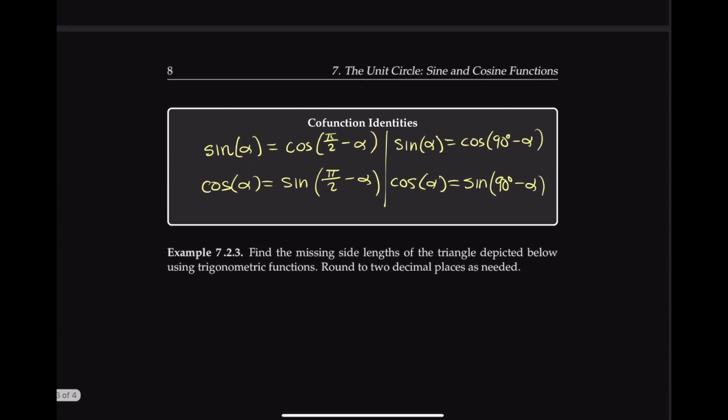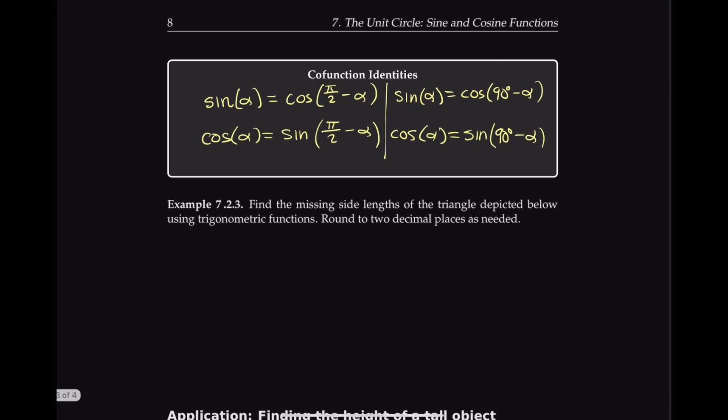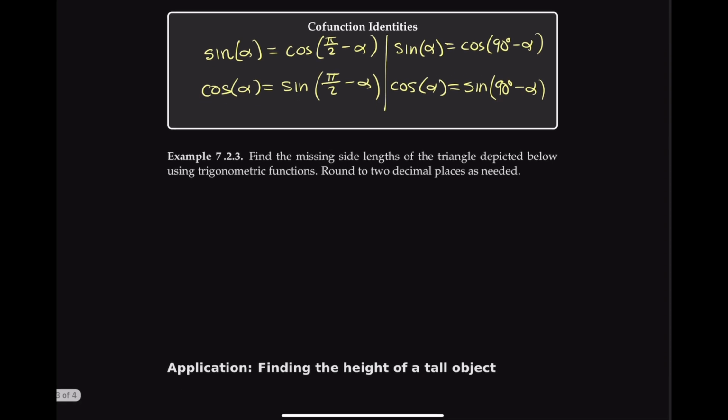One of our main goals when we're working with trig functions is that maybe we're given a right triangle and some information about that triangle, but not all of it. Our goal is to obtain the rest of the information about that triangle, and by information, I mean the lengths of all three sides and all three angles. So here's an example where we're going to start working toward that goal. It says, find the missing side lengths of the triangle depicted below. So let me draw that triangle here.